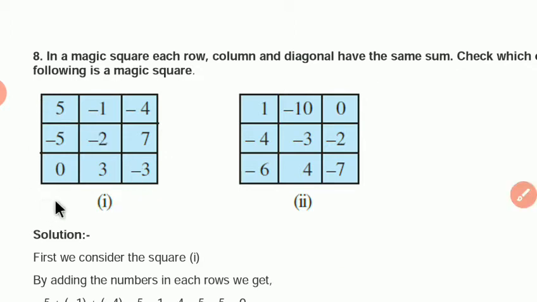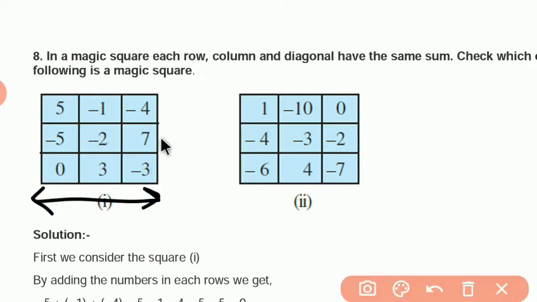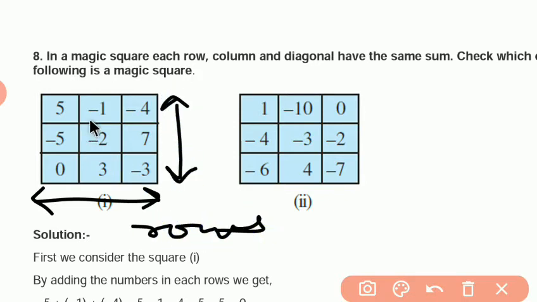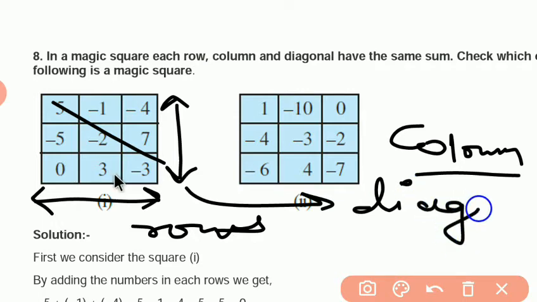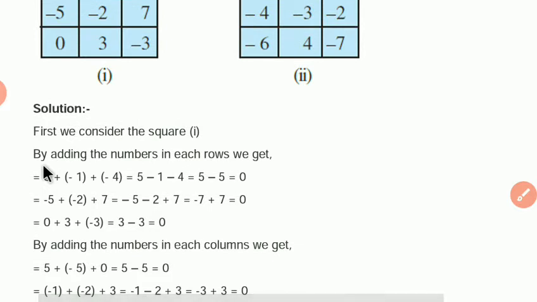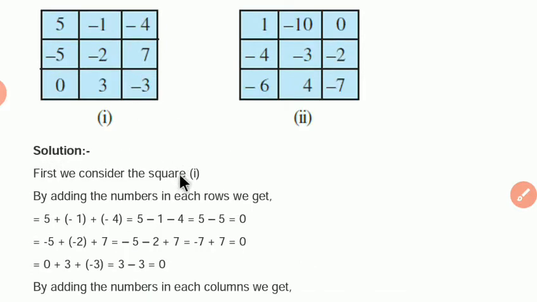So this one, horizontally are known as rows. If we take it vertical, they are known as columns, and these are the diagonals: 5, minus 2, minus 3, and minus 4, minus 2 and 0. These are the diagonals. So let us start to solve the question. First one. First we will consider the first square.